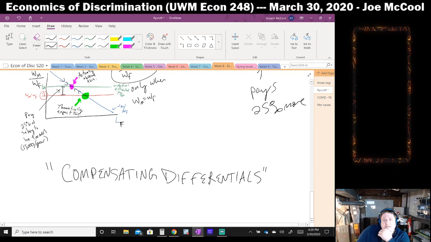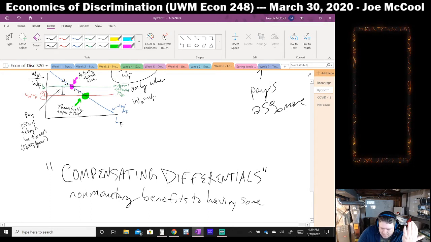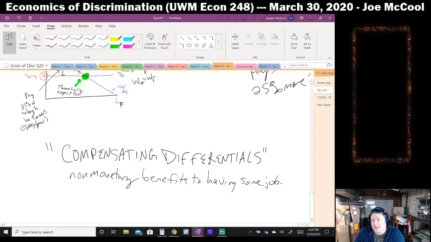Now, compensating differentials are just like non-monetary benefits to having some job. So remember we talked about last time that one of those non-monetary benefits, one of the biggest ones, would be if you're a miner, you're working in a dark cave and you're going to get black lung. And if you are a farmer, you're getting to work in the open air, and also you get really nice fresh food all the time.